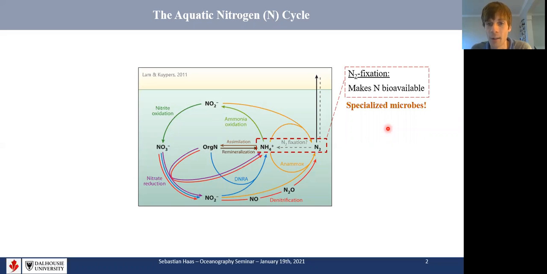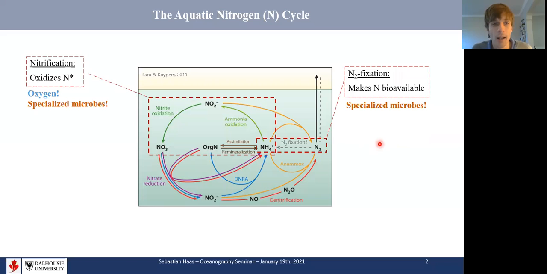Starting with the process of nitrogen fixation, which makes the abundant atmospheric N2 bioavailable to the vast majority of organisms that do not have the ability to fix nitrogen, N2. And then there's nitrification, which uses the ammonium produced by nitrogen fixers to oxidize it via nitrite to nitrate. And again, you need specialized microbes to do that, and you need oxygen.